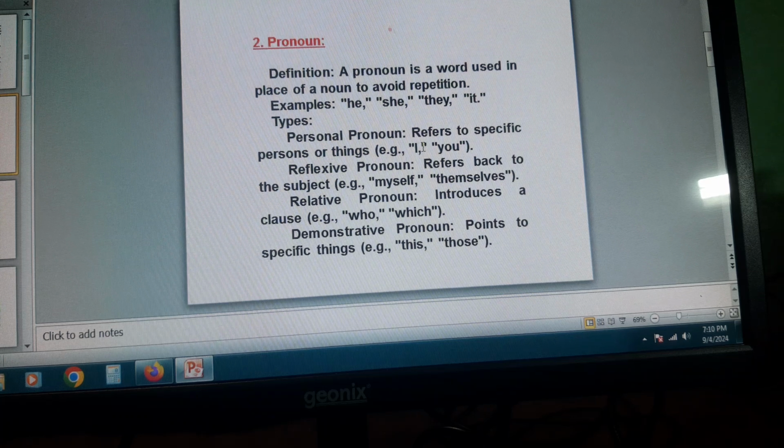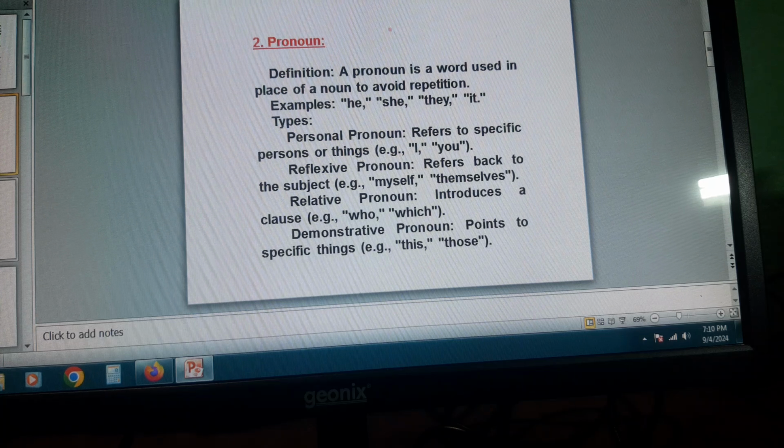Types: personal pronoun, reflexive pronoun, relative pronoun, demonstrative pronoun. Now, personal pronoun refers to specific persons or things, for example, I, you. Reflexive pronoun refers back to the subject, myself or themselves. Relative pronoun introduces a clause, who or which. Demonstrative pronoun points to specific things, these or those.